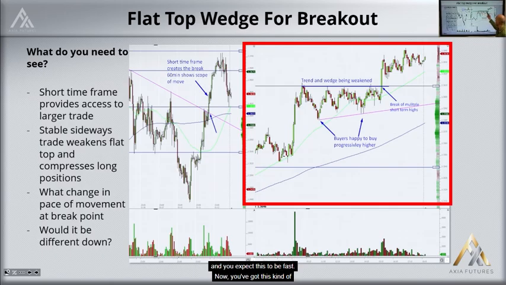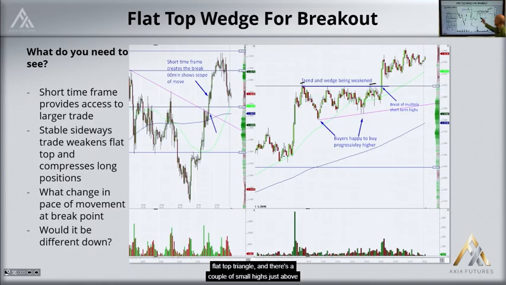Now, you've got this kind of flat-topped triangle and there's a couple of small highs just above here. So I'll be looking at this thinking, right, the moment that this breaks, I've got a couple of little spikes higher. If I can get in before there, that's where the acceleration is going to come from. Because everybody who's short in here is going to have their stops just above there. Not only is that on the 5-minute structure, but on the hourly as well. And this is what enables this move up.